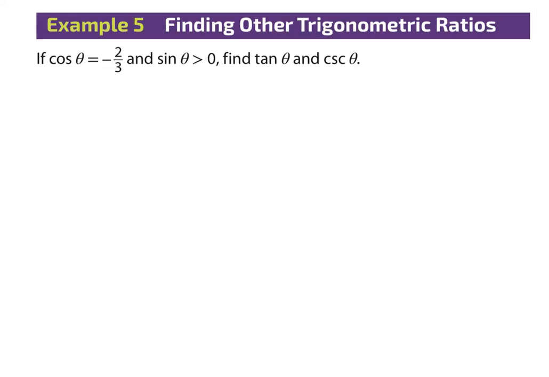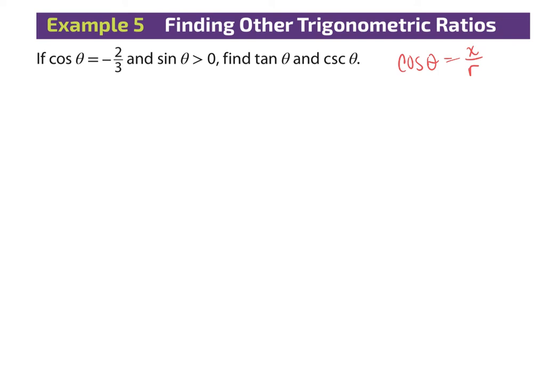So for this one, we are anywhere on the coordinate plane. They said the cosine of theta is negative 2/3. Cosine is your x over your r, right? So cosine of theta is x over r.